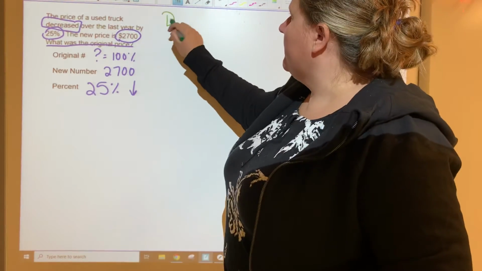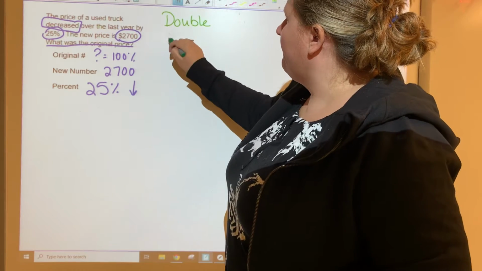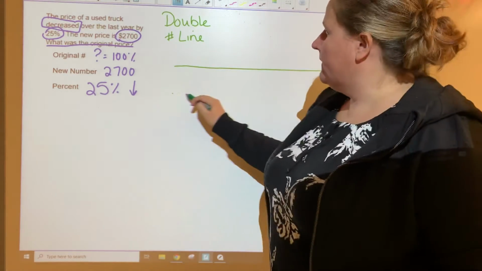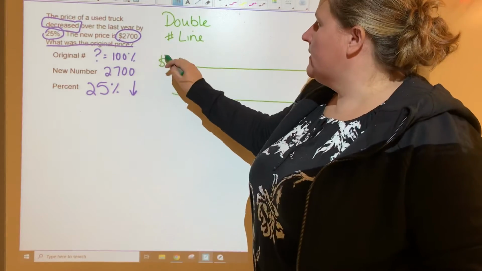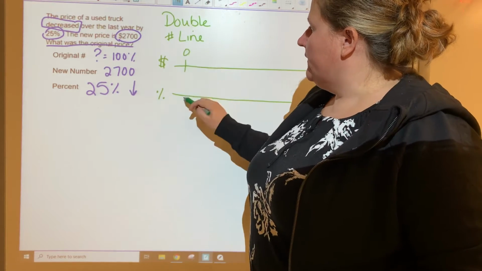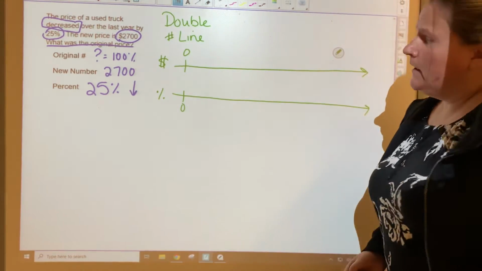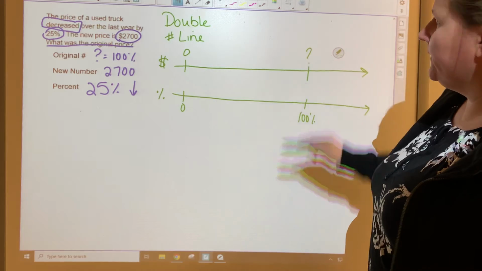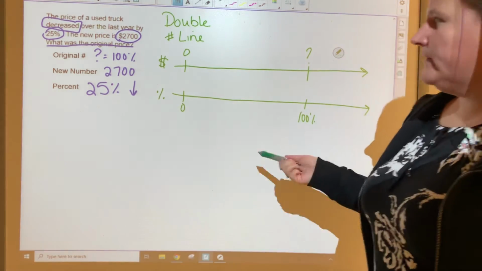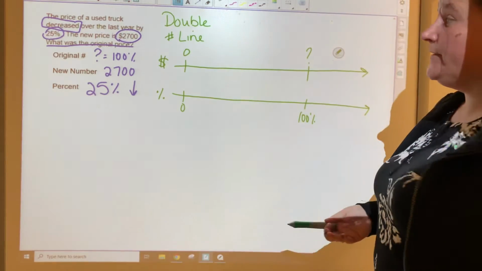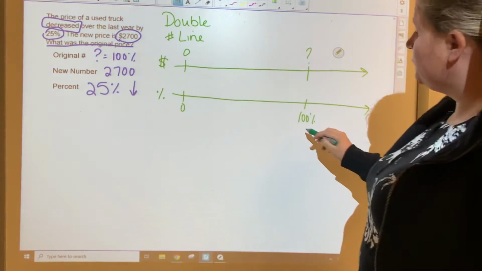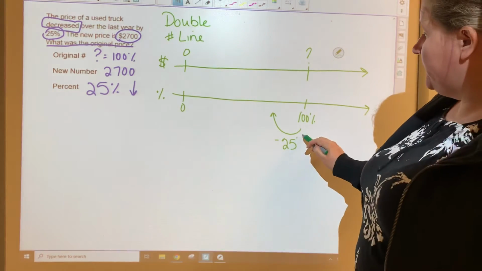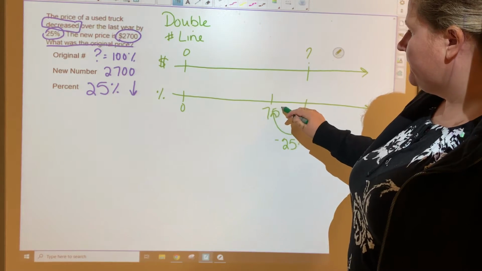First way is a double number line. So I'm going to compare my money with my percent. And if I have $0, it's 0%. I'm trying to figure out my 100%. Right, that's what I'm trying to figure out. And then I got to figure out my 25%. So my 25% is a decrease. So it's getting smaller by 25%. So 100% minus that 25% is going to put me at 75%.